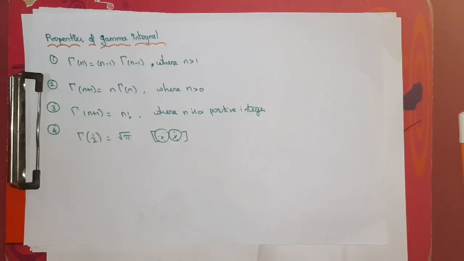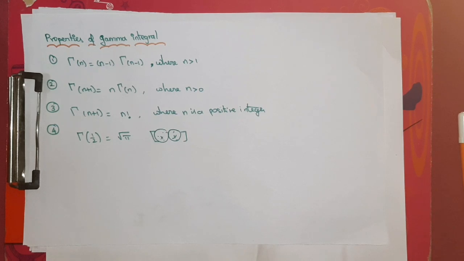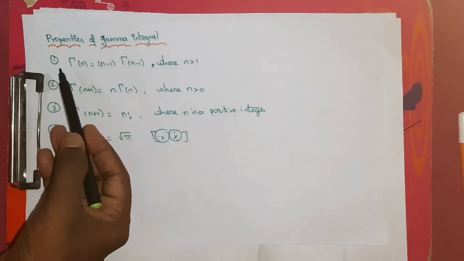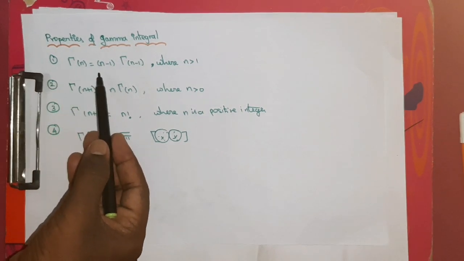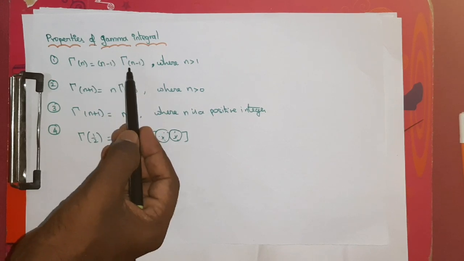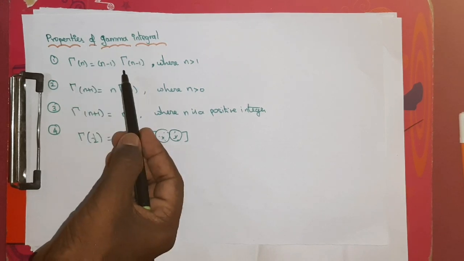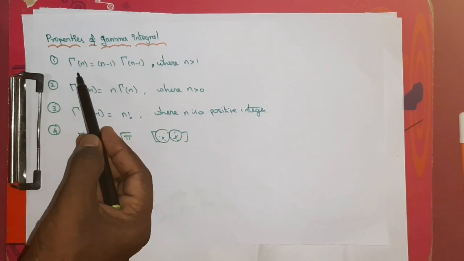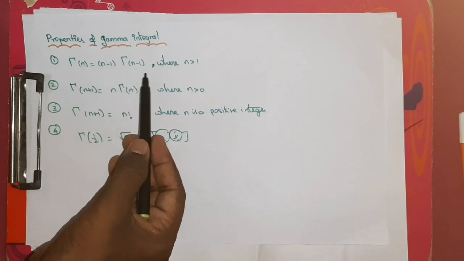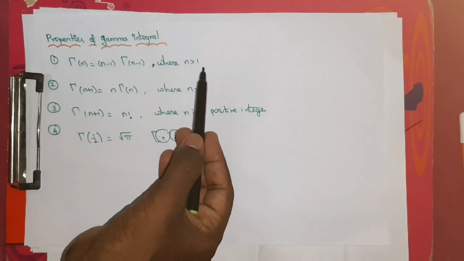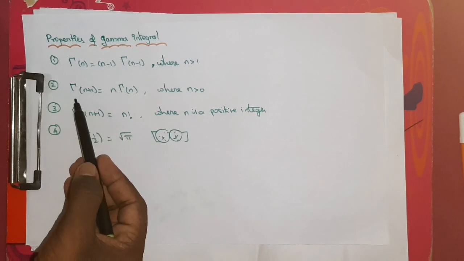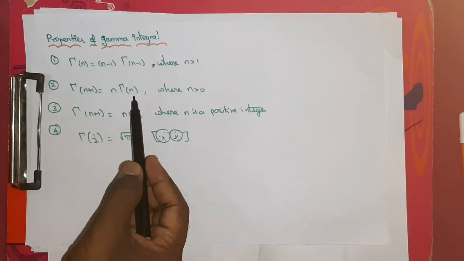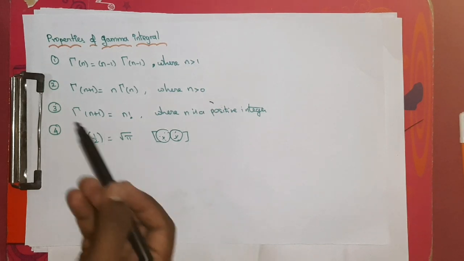Now we are going to see some properties of the gamma integral. Using these properties only, we are going to carry out exercise number 2.10. It's very easy. First formula: gamma of n is equal to n minus 1 into gamma of n minus 1, where n is greater than 1. The second formula is gamma of n plus 1 equal to n gamma of n, where n is greater than 0.